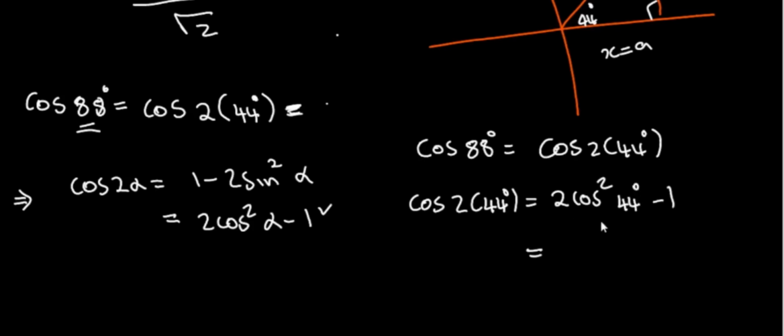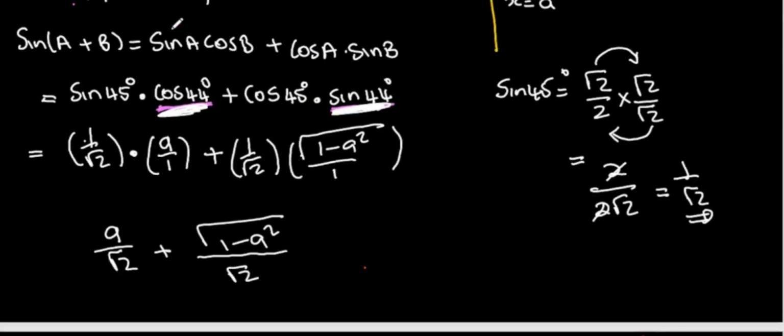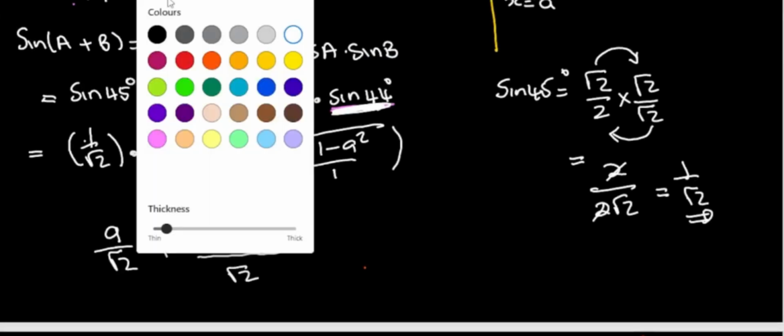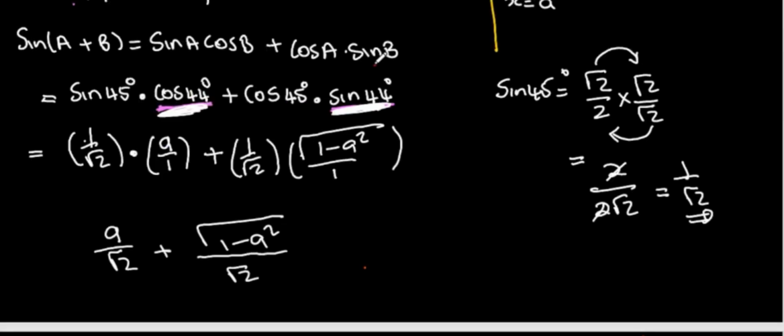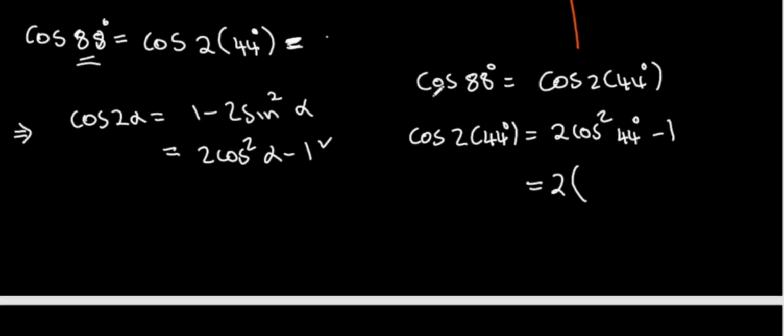But we know what cos 44 equals now. If we go back to the previous question that we solved, if you still remember, we have the cos of 44. We know that cos 44 is just a over 1. So now we substitute this as a over 1. But remember, this is squared. We minus 1. Therefore, this will be 2a squared minus 1.